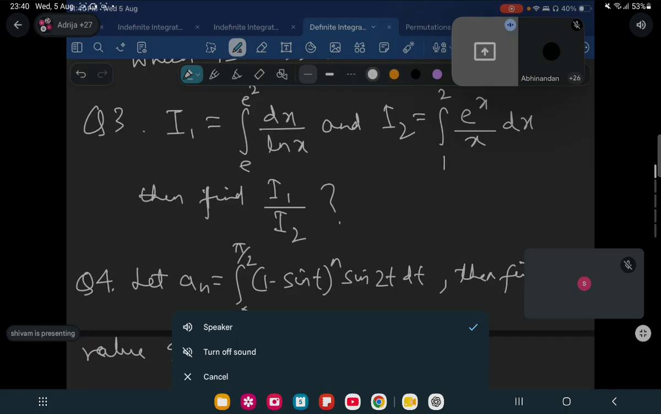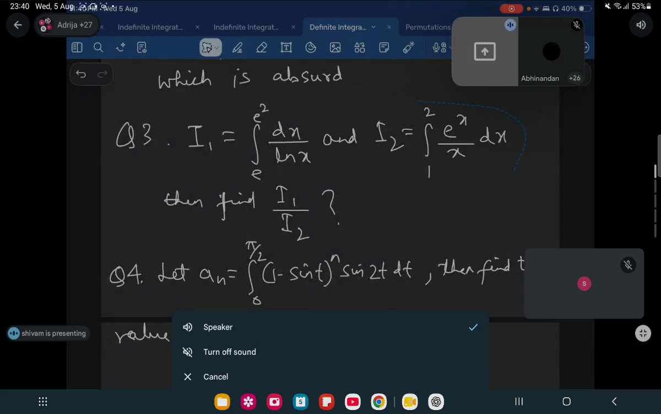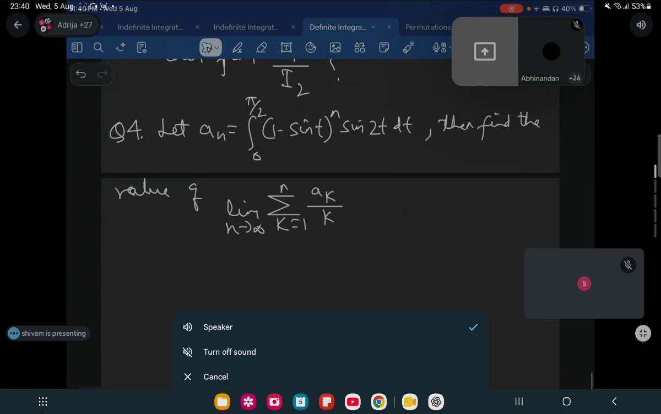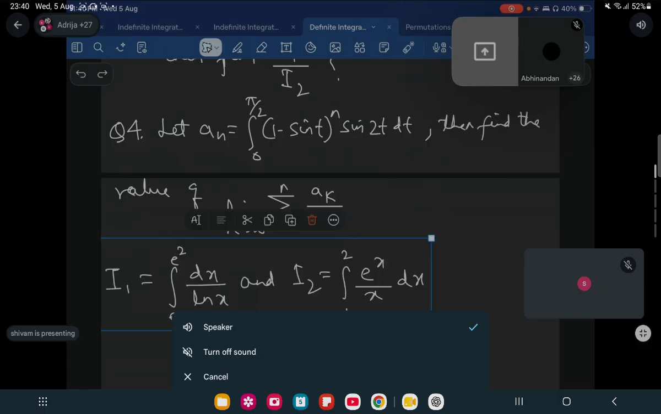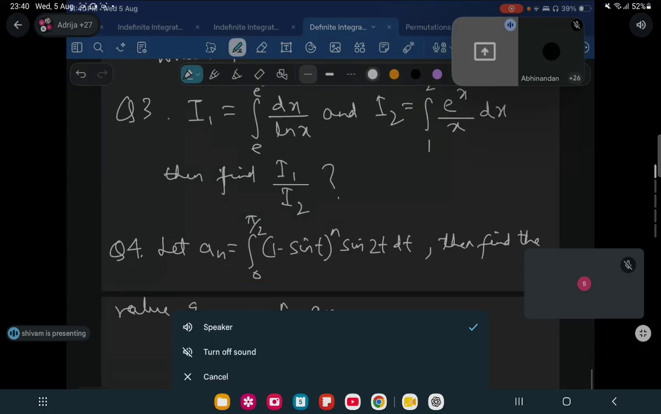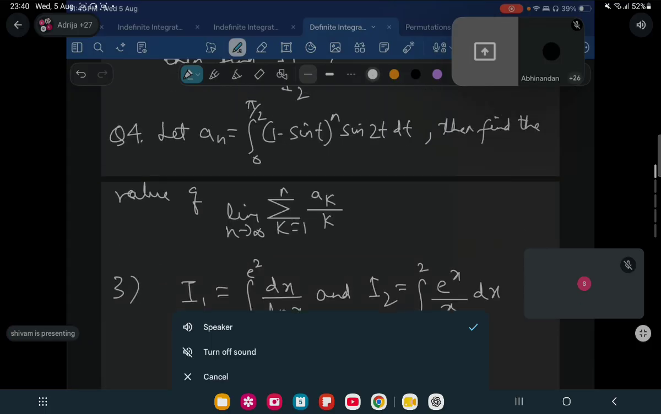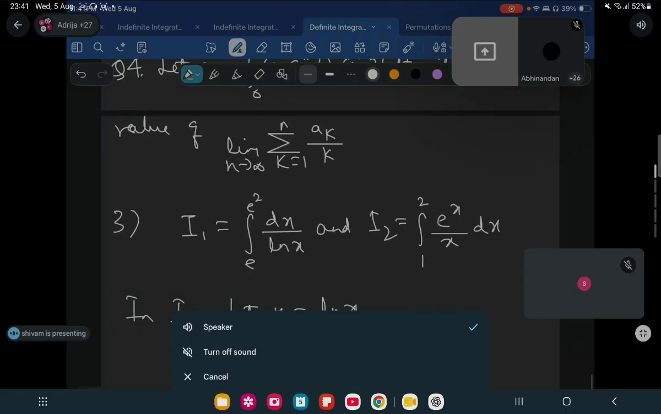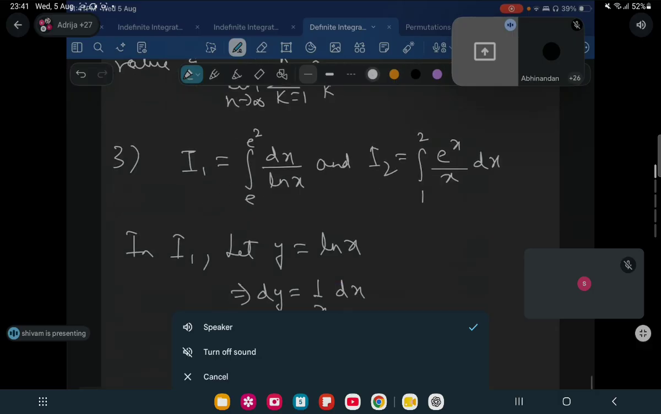Okay, let me start. What you do is you try to make the limit the same. Over here, let us use some substitution so that we can make the limit the same. Pay attention. I1 and I2 are given to us. So over here in I1, let us substitute y equal to ln x. So dy is equal to 1 by x dx. Okay, let us back substitute.